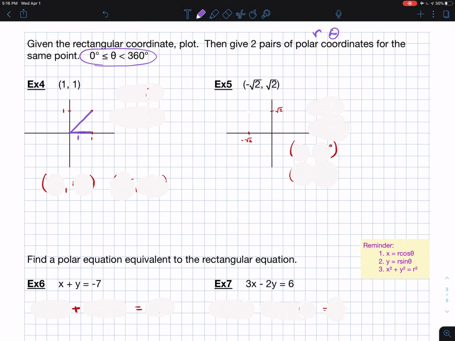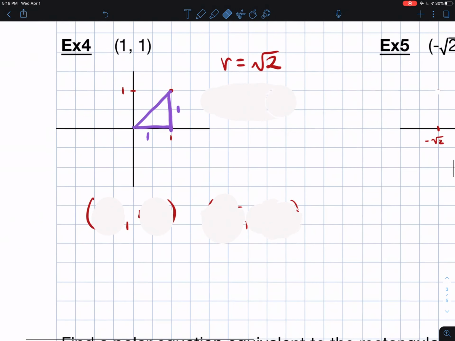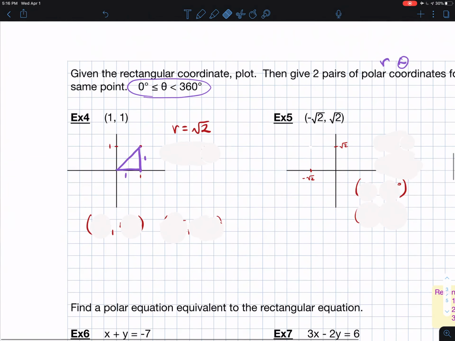I've got an x value of 1. I have a y value of 1. My r value is going to be root 2 when I do the Pythagorean theorem. Then I find my theta, and my theta, smack dab in the middle of the first quadrant, is going to be at 45 degrees. Well, that automatically gives me one of my coordinates, root 2, 45 degrees.